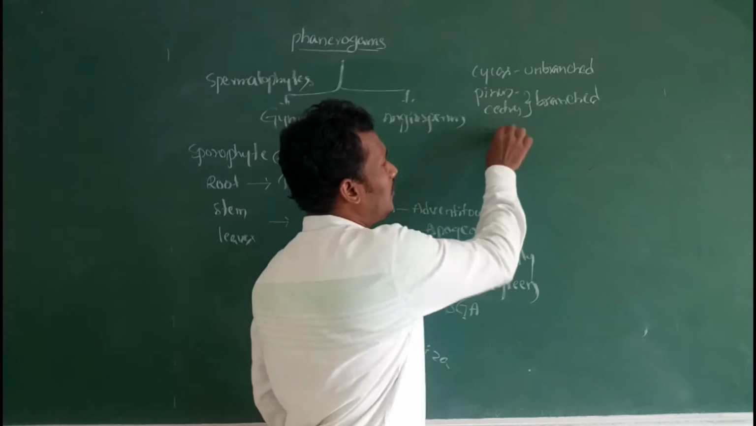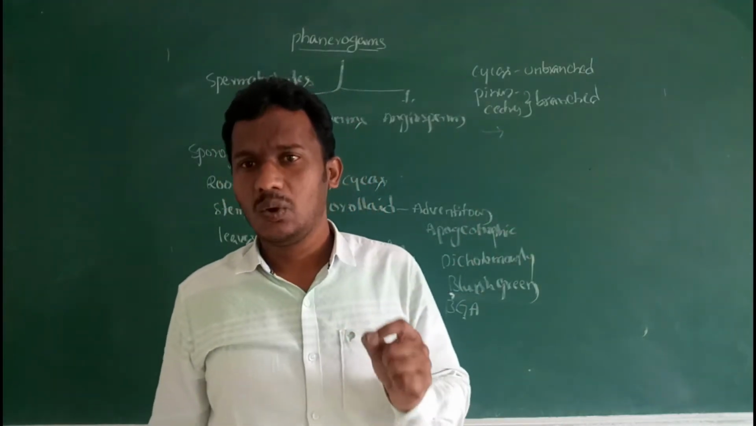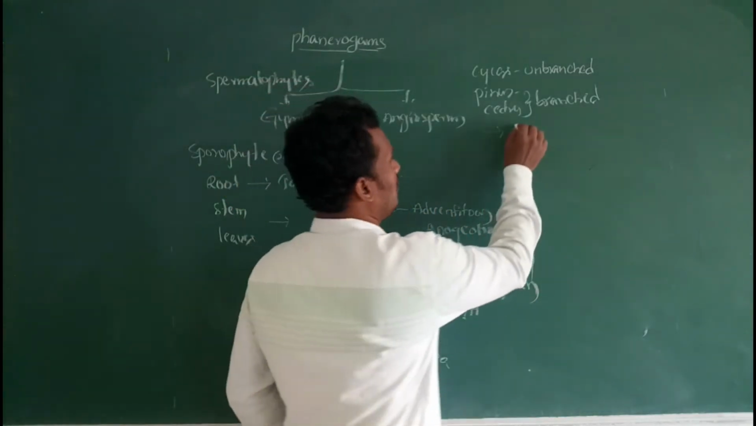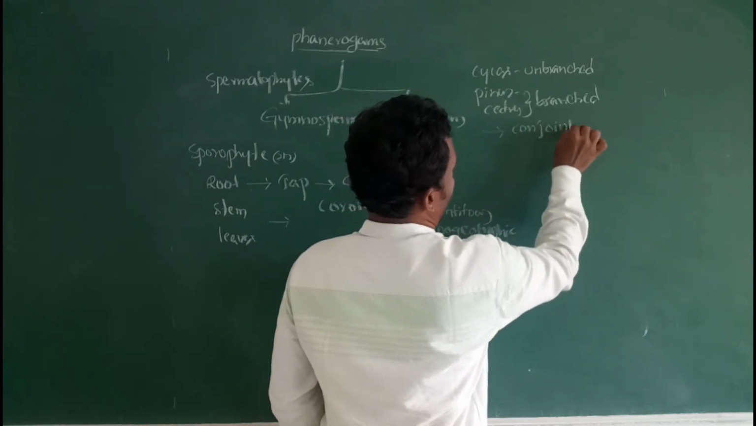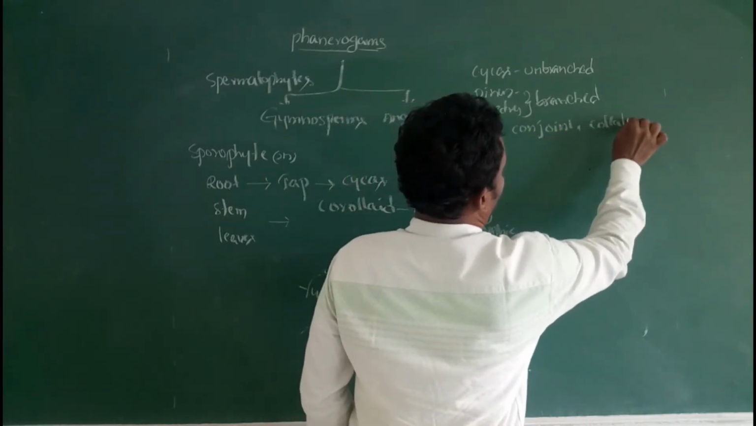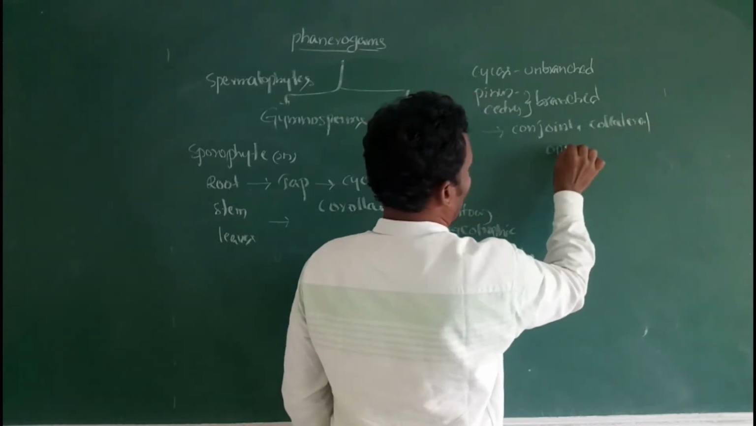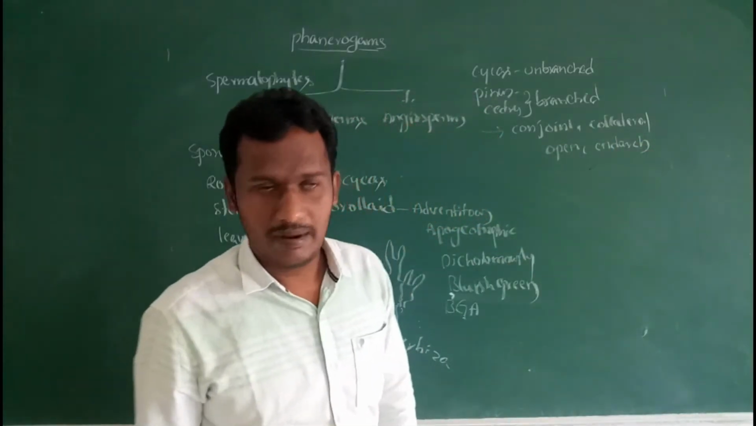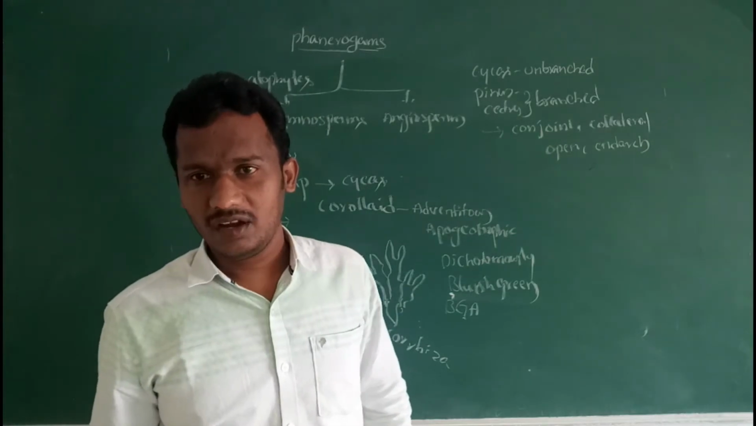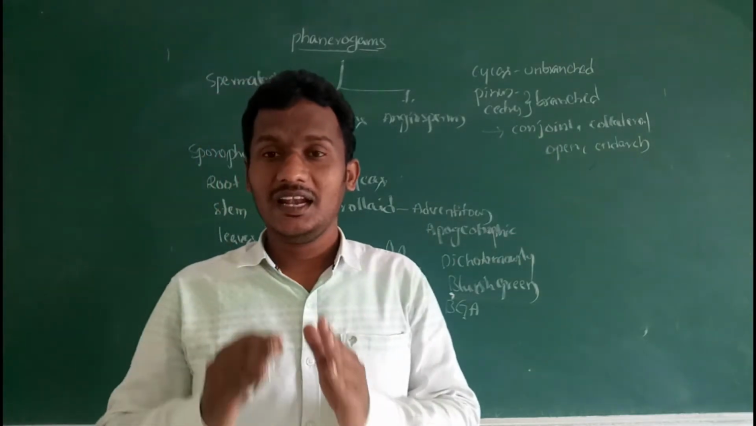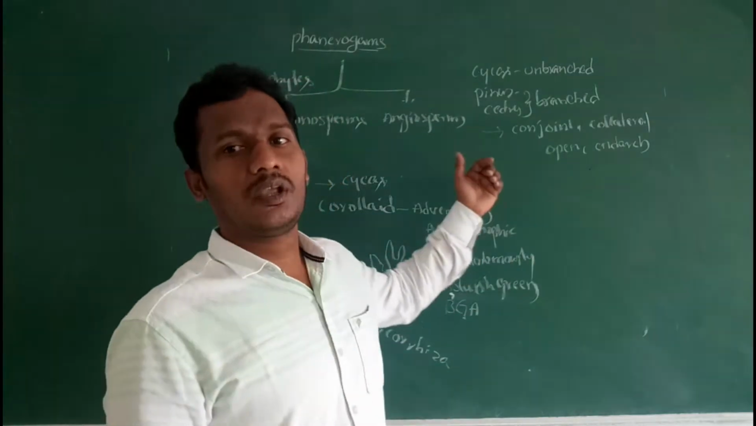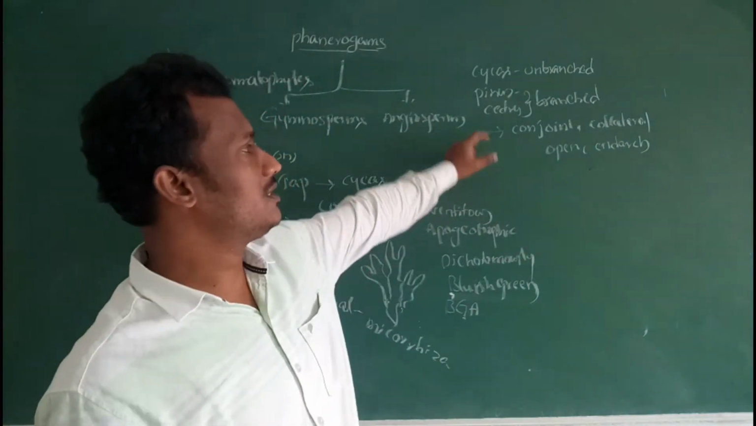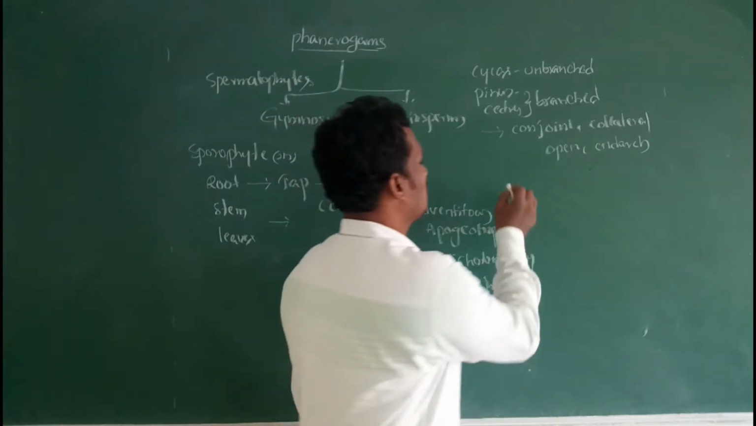In the stem, the vascular bundles are conjoined, collateral, open, and endarch. Then secondary growth is present in the stem and root of gymnosperms, mainly in the stem.